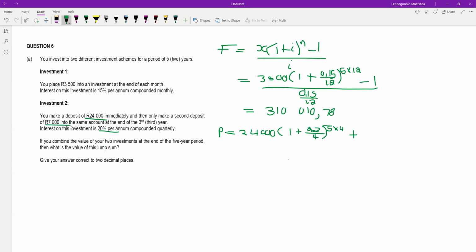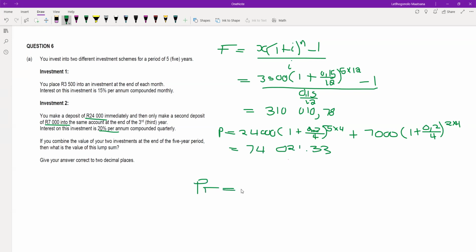Then we look at the 7,000. The 7,000 was only there for 2 years, right? Because we made a second deposit at the end of the third year. So then that would be 7,000 times 1 plus, still at the same compound interest quarterly, and it was there for 2 years. So that's 2 multiplied by 4 quarters. And that will give us a total of 74,121.33.